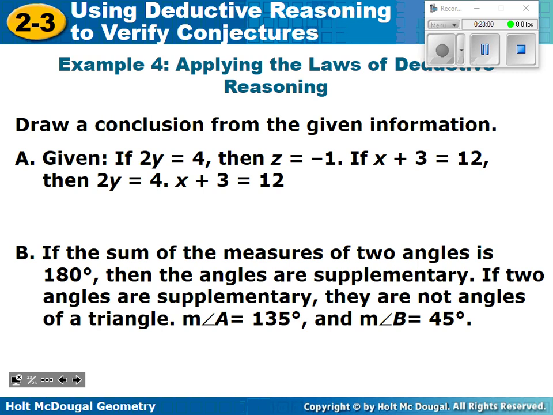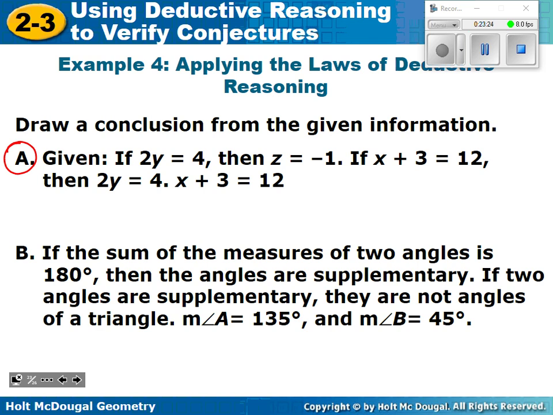Okay, so these last 3 examples are all similar, but they have a different direction. They say draw a conclusion from the given information. So you're not writing valid or invalid, true or false. You're actually writing out a conclusion. They're all using the law of syllogism again, though. So we'll do A together, and then I'll let you guys try the last 2.